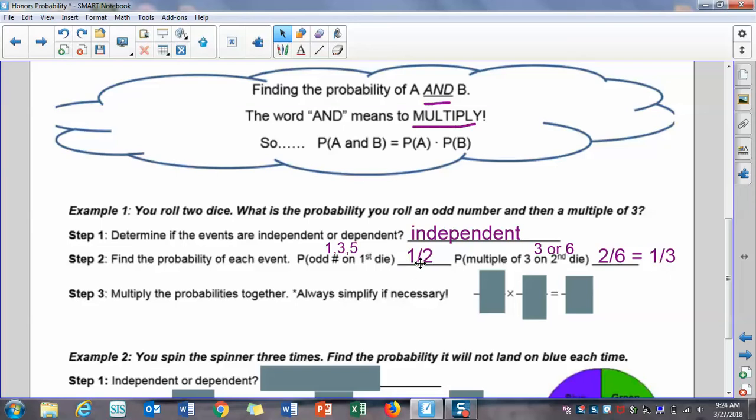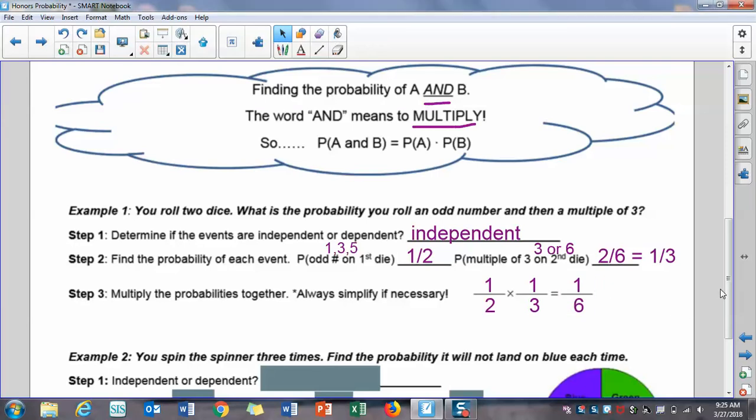So here, I'm going to multiply my first event of 1/2 and my second event of 1/3. So I have 1/2 times 1/3. So you multiply the numerators. 1 times 1 is 1, and 2 times 3 is 6. So my answer would be 1/6.